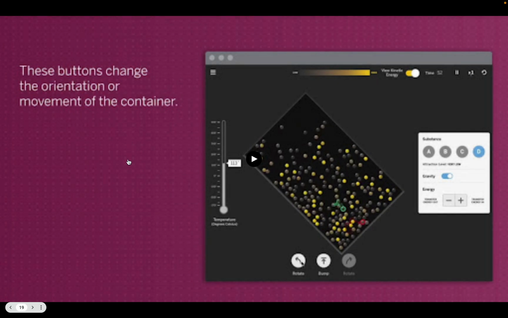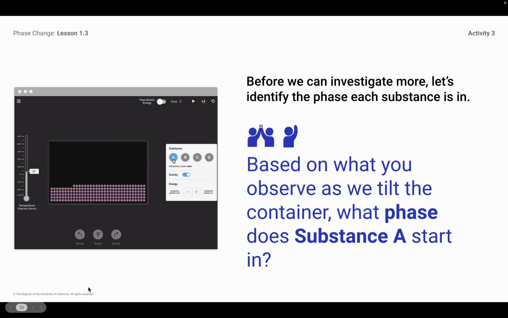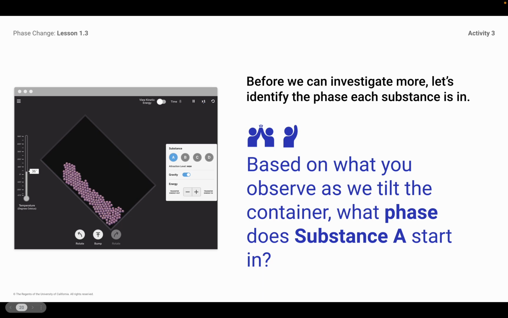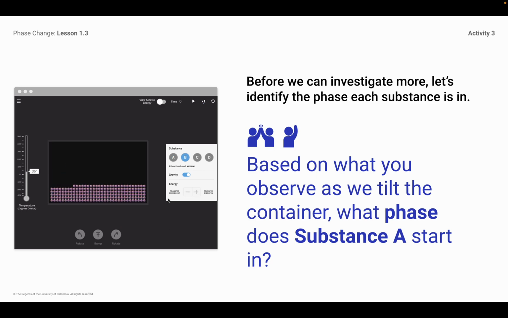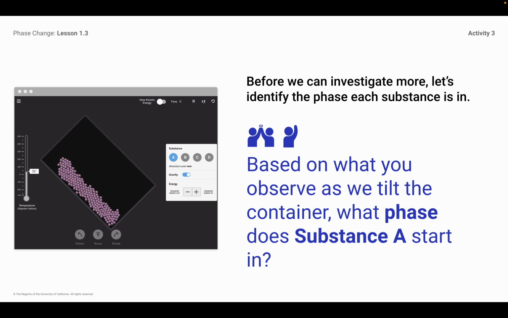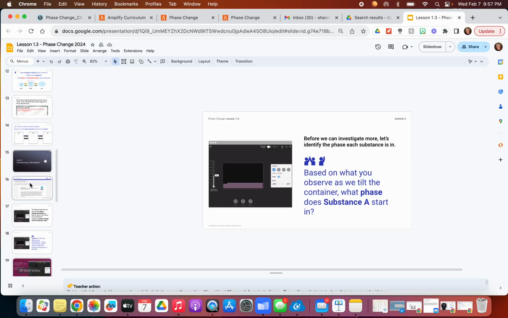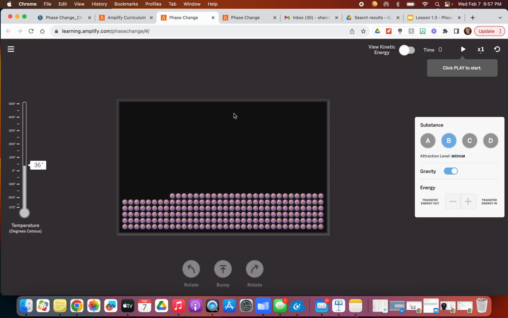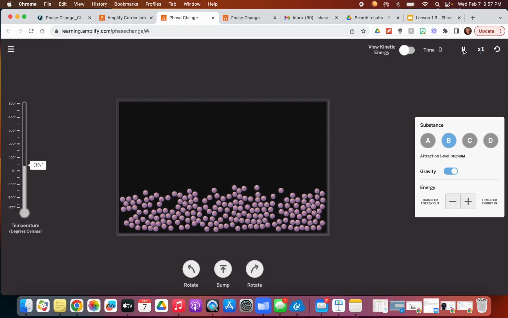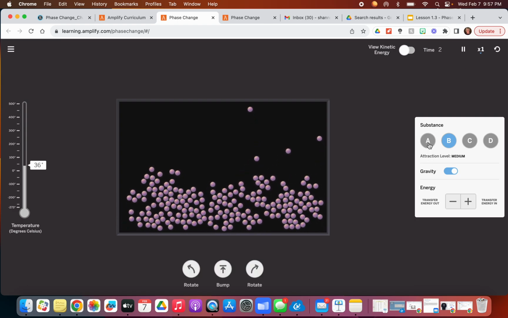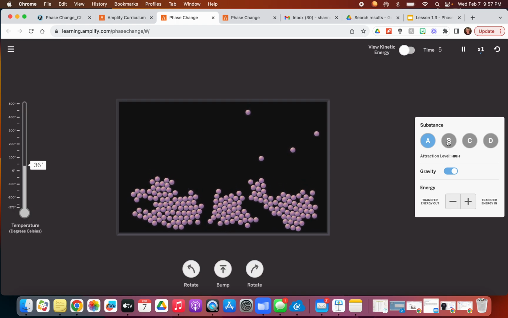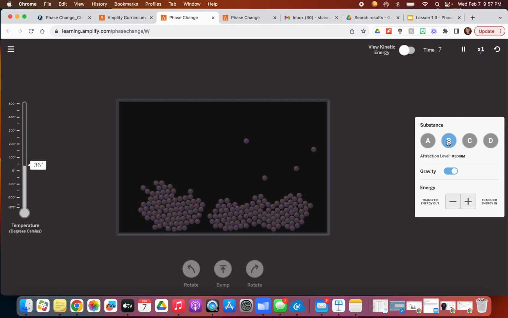All right, hopefully you understand that. We're going to move on. I want to identify the phase each substance is in. So based on what you observe, as we tilt the container, what phase does substance A start with? This is what I mean. I'm going to have you go to your phase change sim. I'm going to click on play. And each one of these substances is a different phase, solid, liquid, or gas.